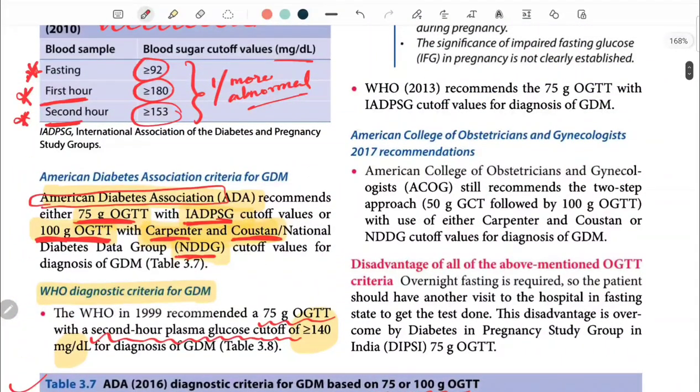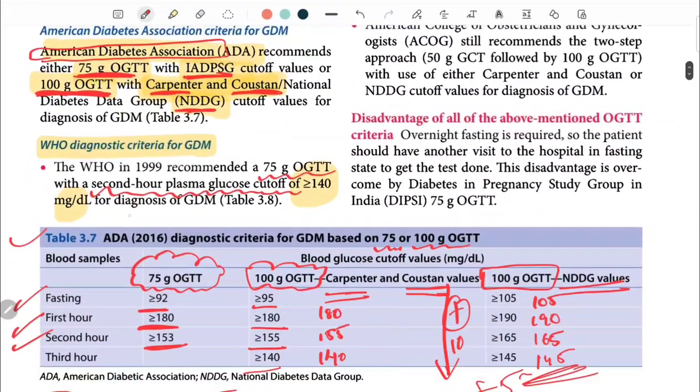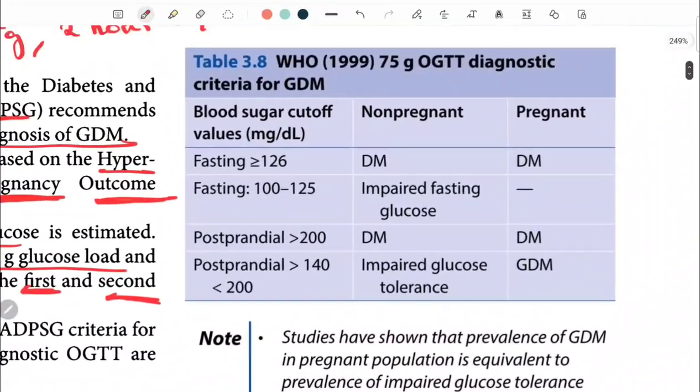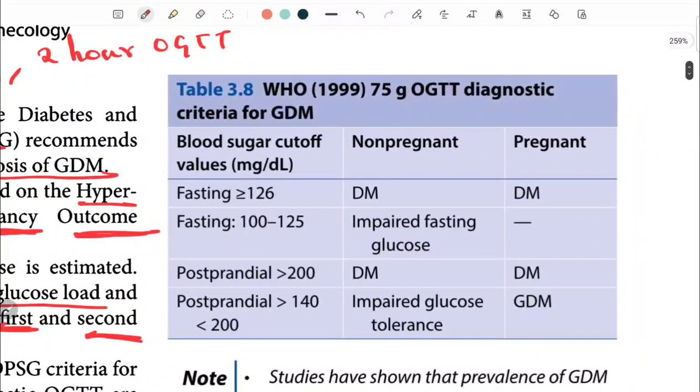So this is the ADA, American Diabetes Association, diagnostic criteria for GDM. Next, moving on to a very, very important one, the WHO diagnostic criteria. The WHO 75 gram OGTT diagnostic criteria for GDM: for fasting blood sugar, the cutoff value is more than or equal to 126 mg per dl.